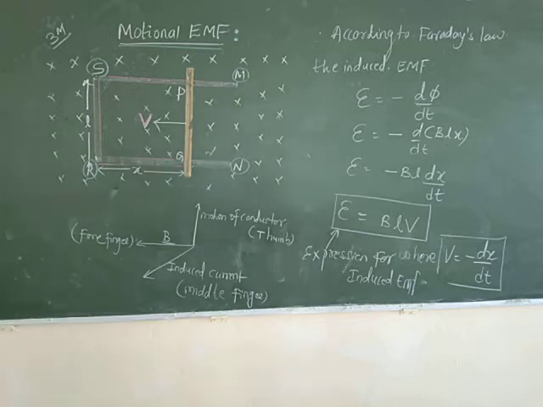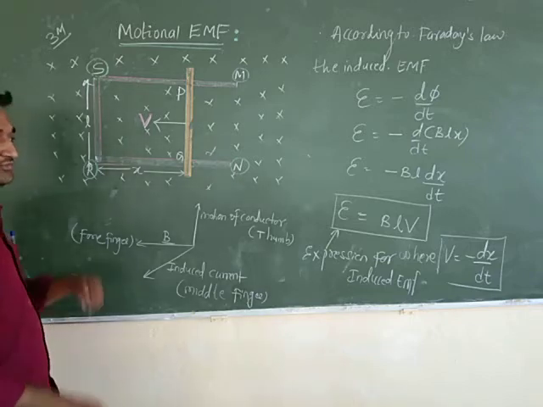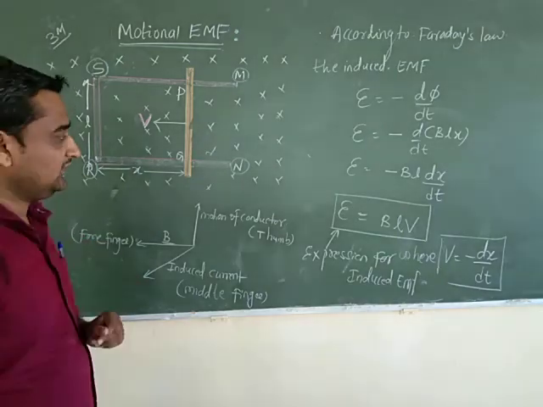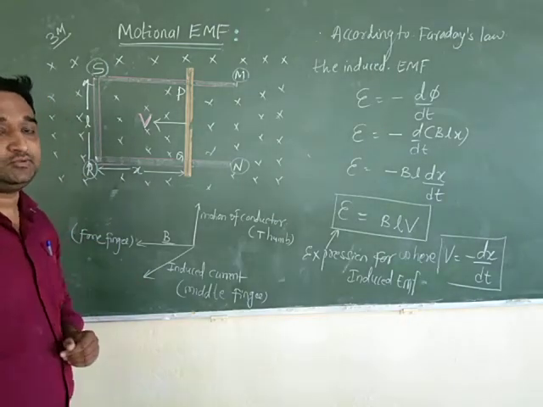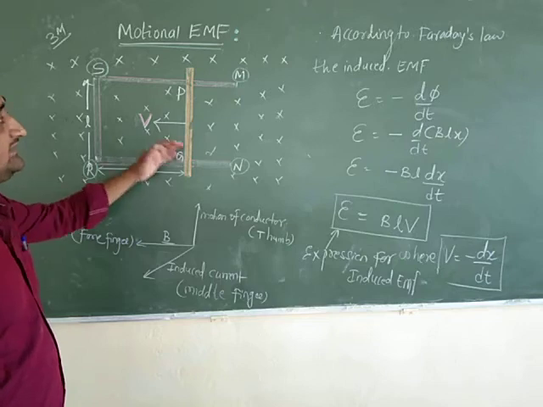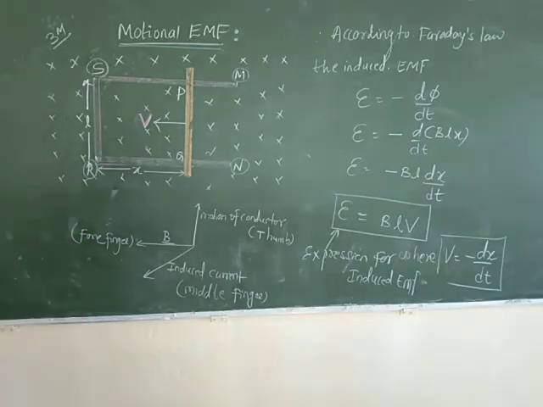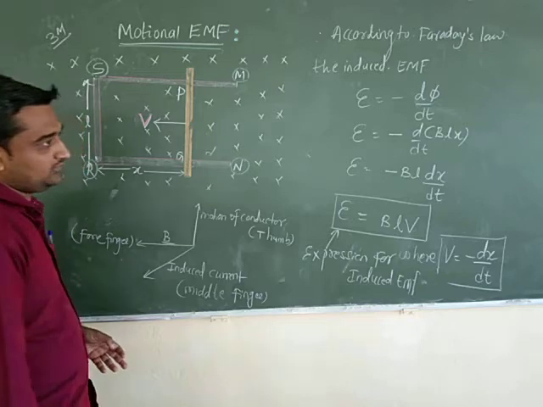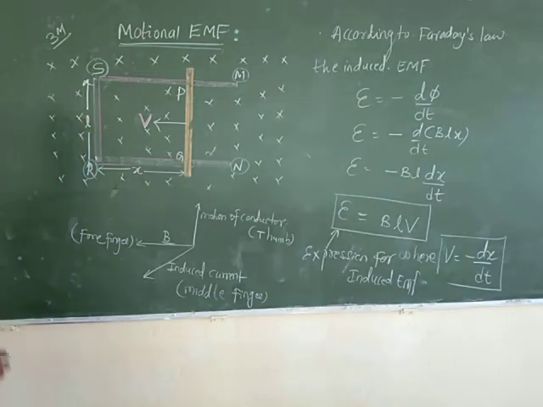The direction of the induced EMF can be determined here by Fleming's right hand thumb rule. It is also called the generator rule. By using it, we can find the direction of the induced current, or the induced EMF. So now let us see how Fleming's right hand thumb rule is used to find the direction of the induced current.